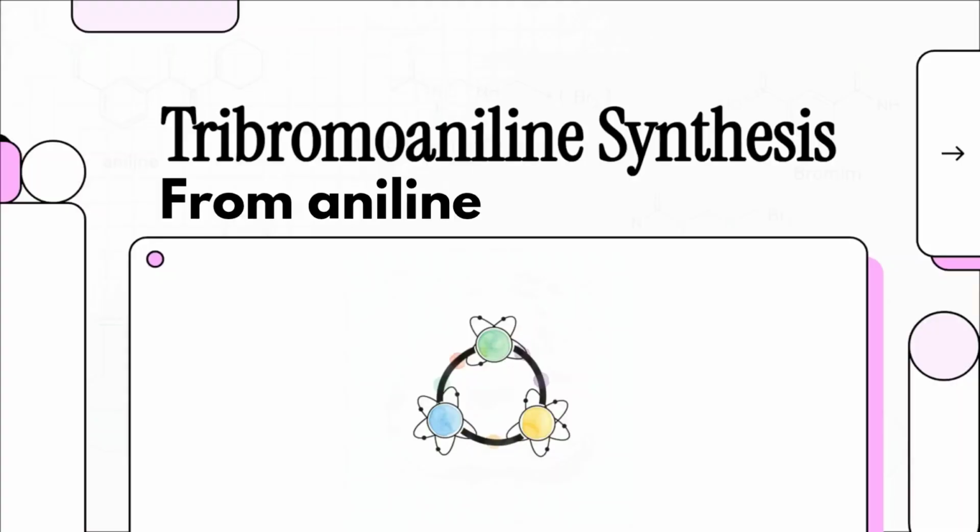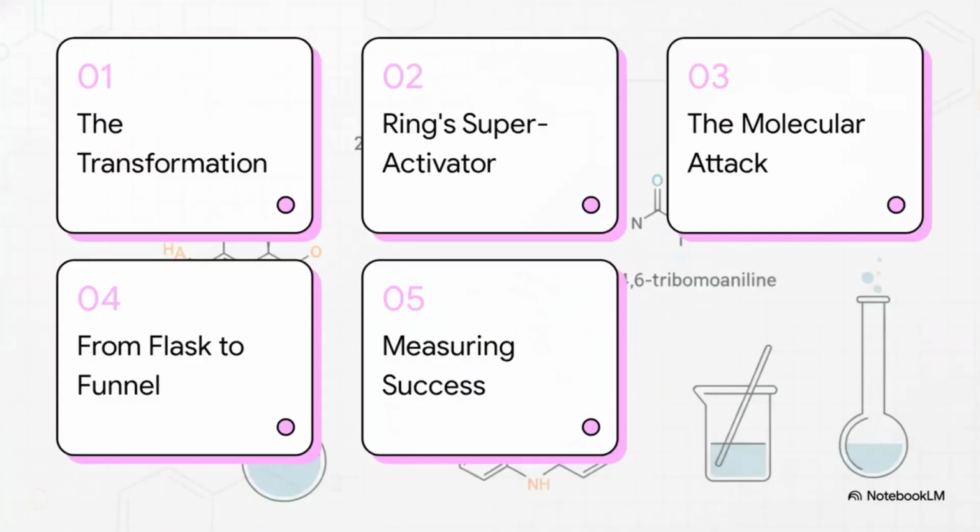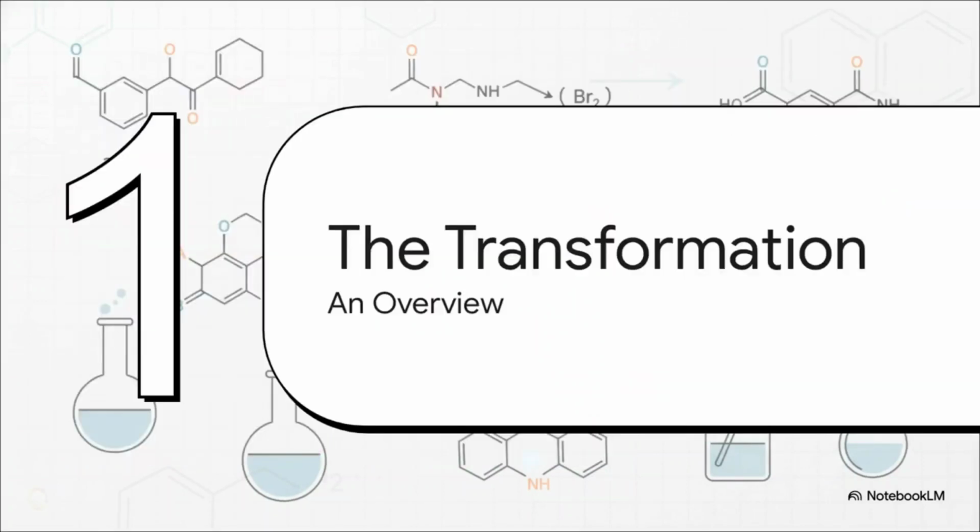Diving deep into the world of organic chemistry for a pretty amazing molecular makeover. We're going to see how a really simple molecule can be transformed into something completely different with just a little bit of chemical encouragement. So here's our game plan. First, we'll look at the big picture, the before and after. Then, we'll get into the why it all happens, which is super interesting. After that, we'll see the how, both on the tiny molecular level and then how it's done in the lab. And finally, we'll wrap up by seeing how chemists actually grade themselves to see how well they did. Okay, let's get into it.